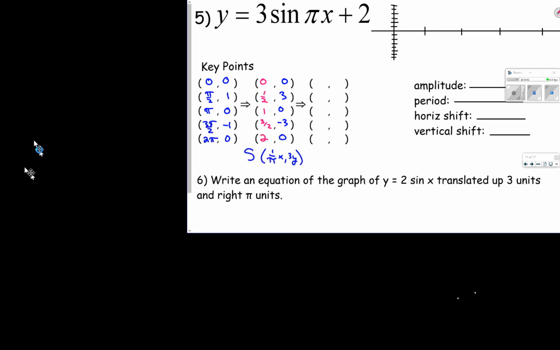For our shift, that's going to be your translation. There is no horizontal shift. It would have been in parentheses, so there just is not one. But there is a vertical shift up 2. So that'll be a 2, a 5, a 2, a -1, and a 2. And all our x values can remain what they were in the second column. Amplitude 3. Period is 2 pi over b, or 2.